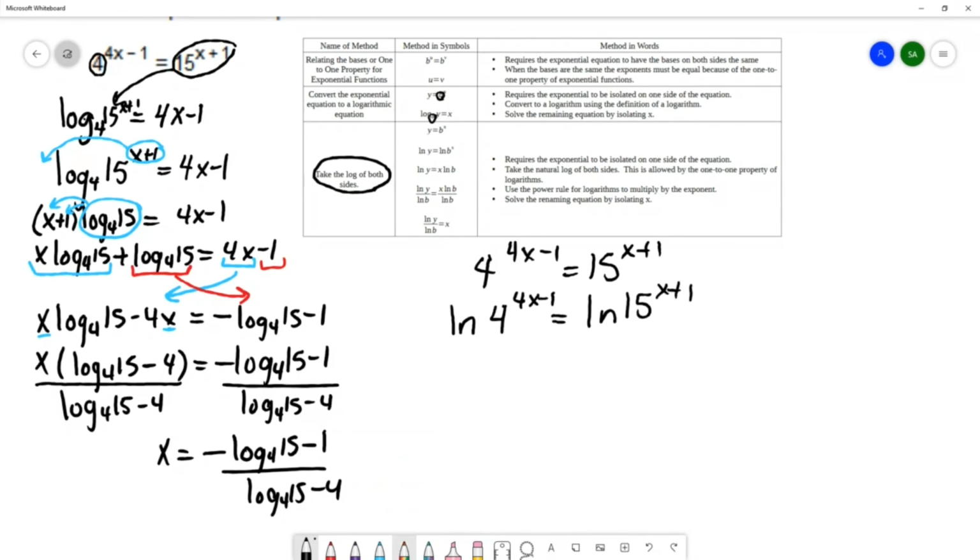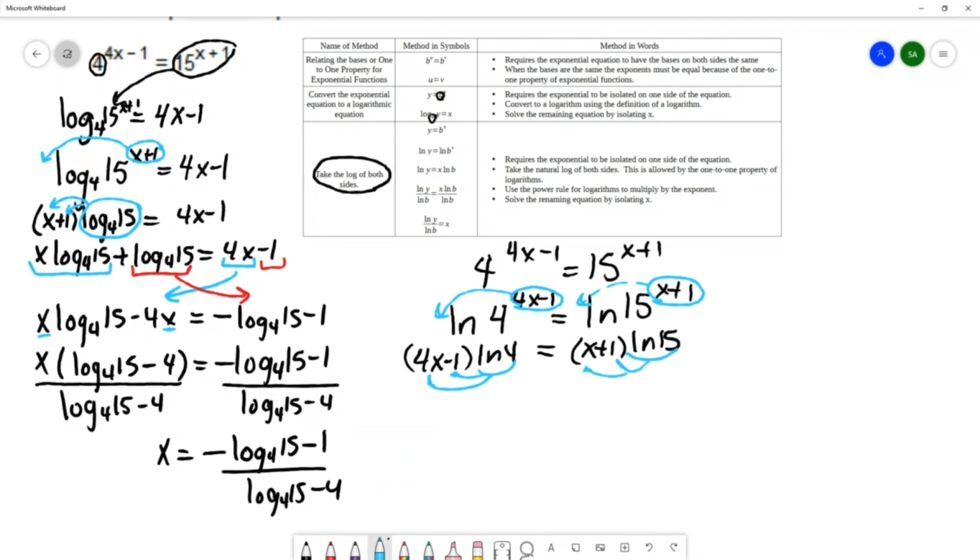And on both sides, I'll use the power rule for logarithms to move that exponent into the coefficient. That becomes 4x minus 1 times natural log 4 equals x plus 1 natural log 15. And then I'll use the distributive property on the left and on the right. So this becomes 4x natural log 4 minus natural log 4 equals x natural log 15 plus natural log 15. Once again, we want to group the x's to one side and the terms that don't have x on the other side.